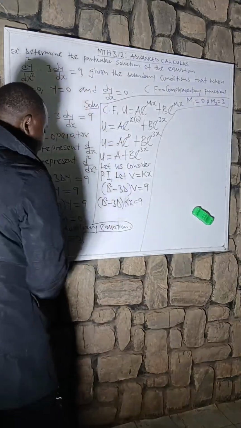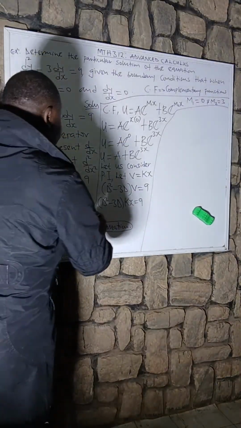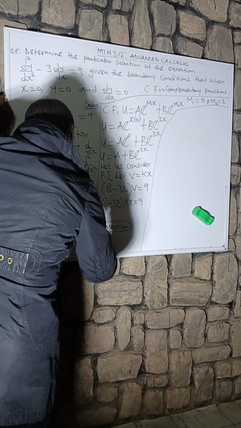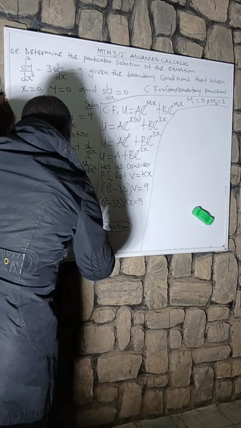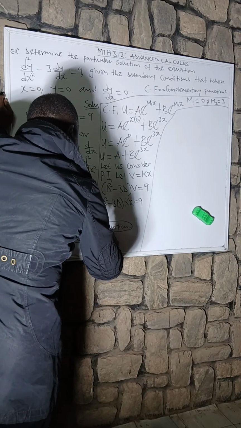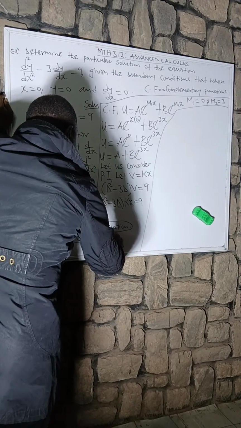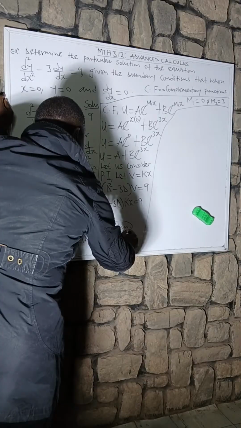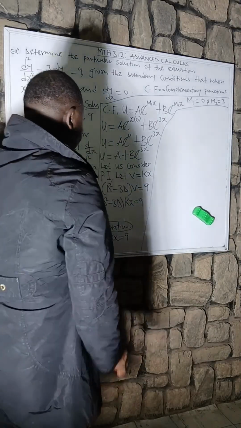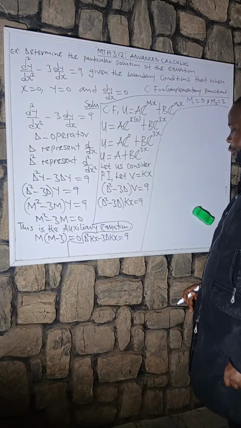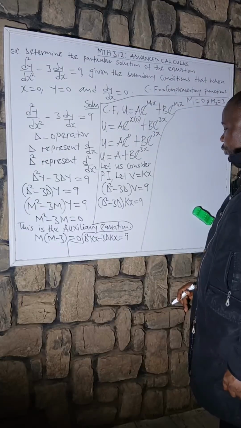Let us open this bracket here. So if we use this to multiply, we are going to have D squared kx minus 3 Dkx equals to 9. Can you see now?